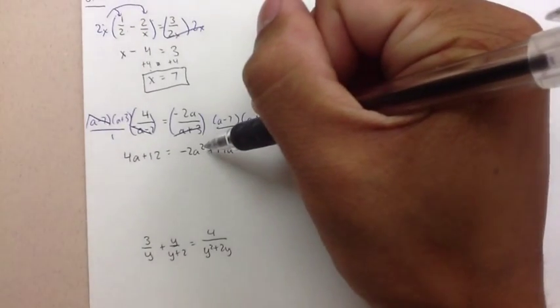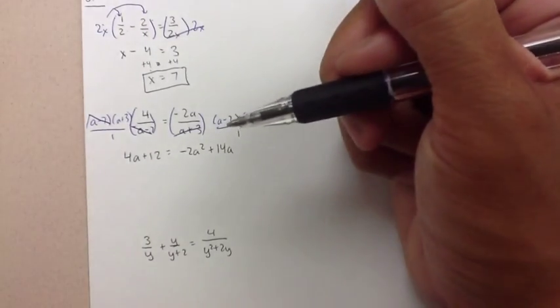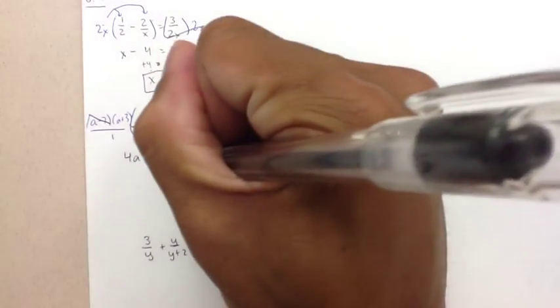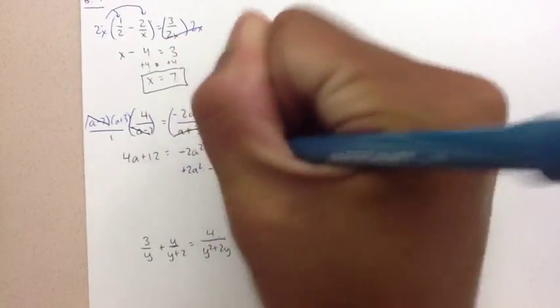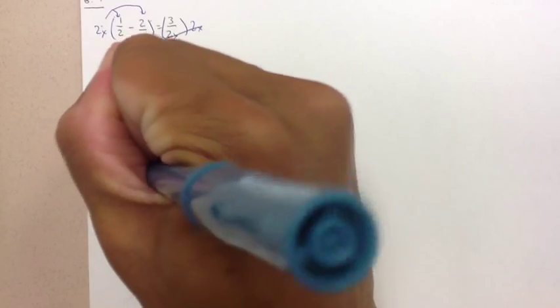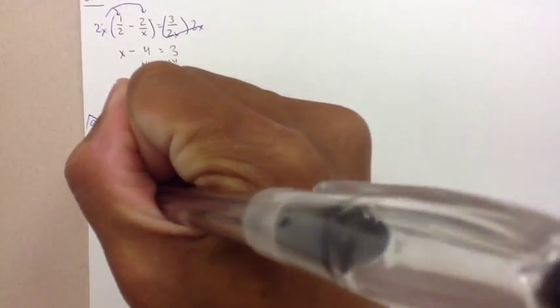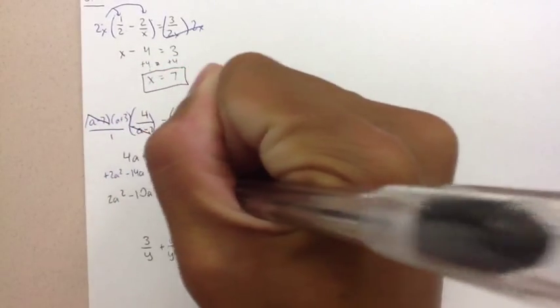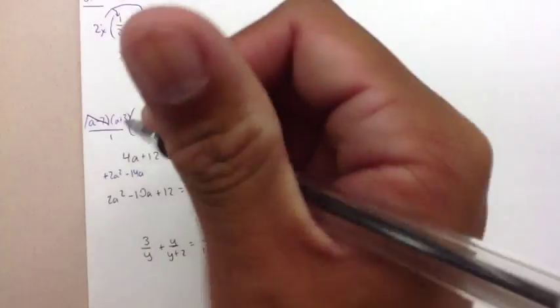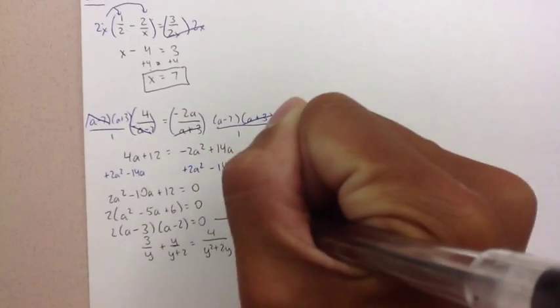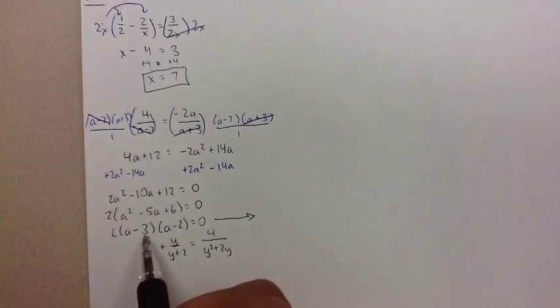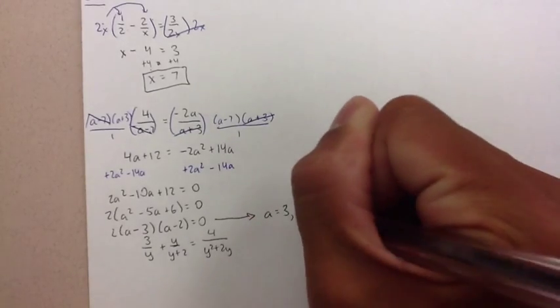If I have an a squared, I need to get everything over to one side. That way I can factor. So I will add 2a squared and subtract 14a from both sides, leaving me with 2a squared minus 10a plus 12 on this side, 0 on this side. The 2's will come out, and then I can just factor. And this 2 is not going to mean anything, so I just have a equals 3, a equals 2.